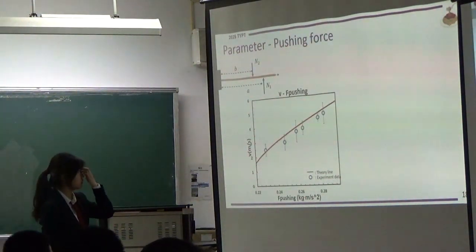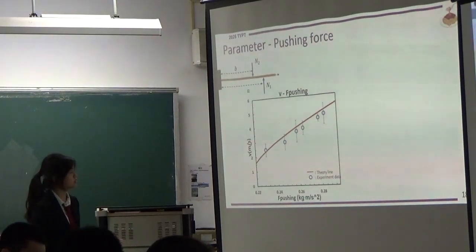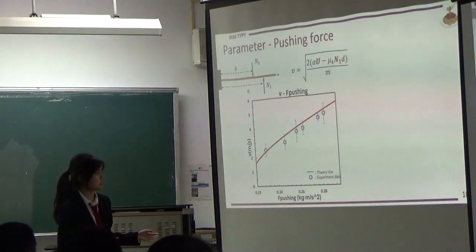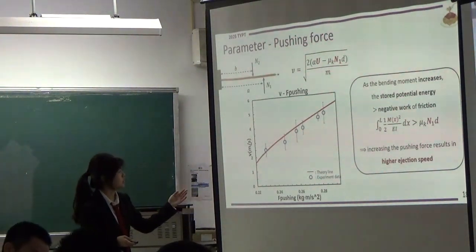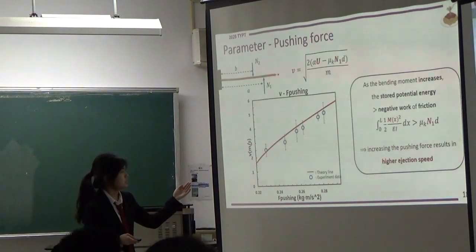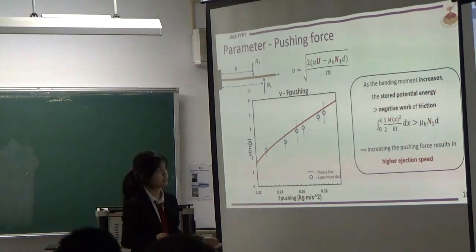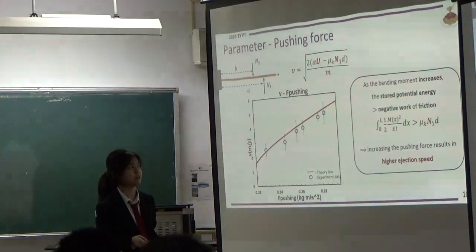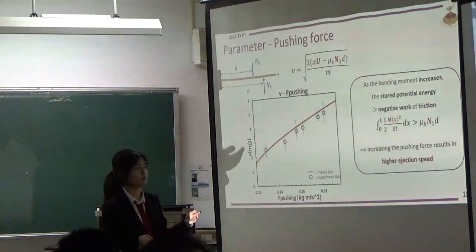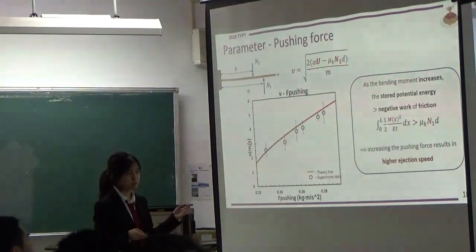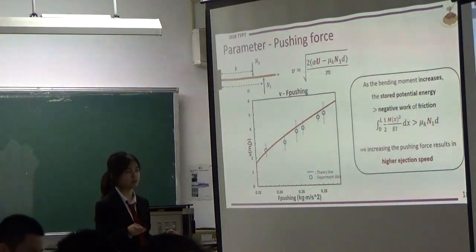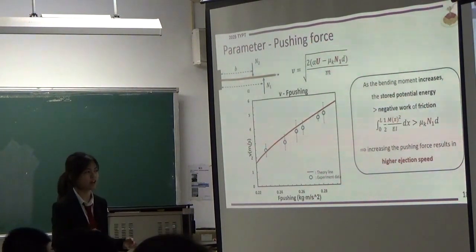And here's the first parameter, which is the pushing force. As you can see, when the pushing force increases, the velocity of the ejected spaghetti will increase. That's because as the bending moment increases, the stored potential energy will be bigger than the negative work of friction. That will cause the pushing speed to result in a higher ejection speed.